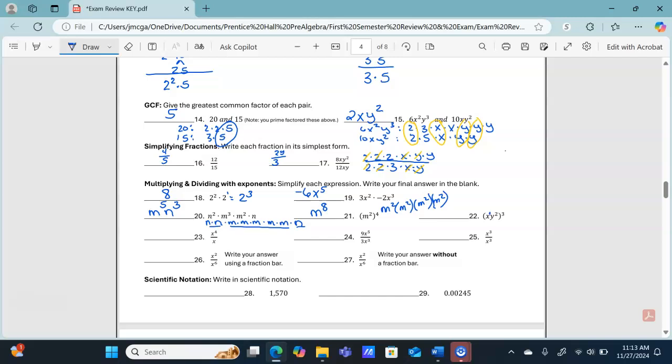Here, the exponent on the x is a 1. So we're going to get x cubed y to the 6th, multiplying our exponents.